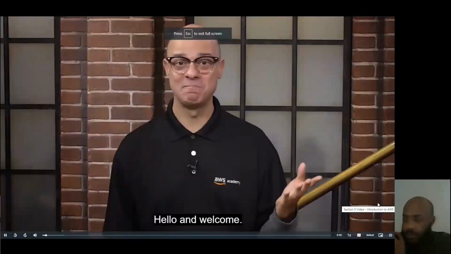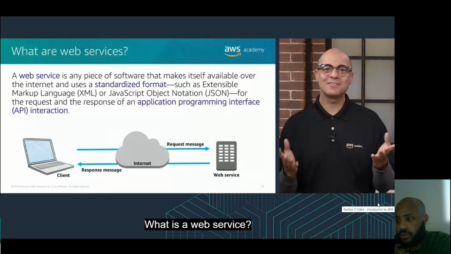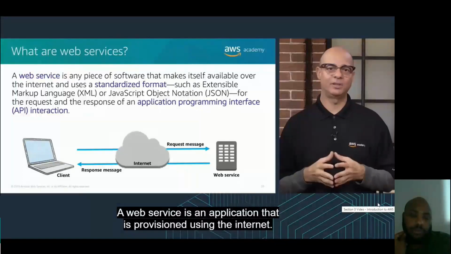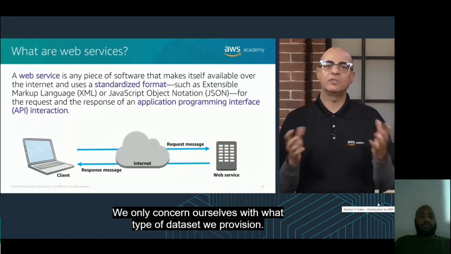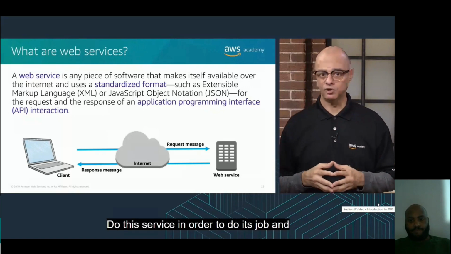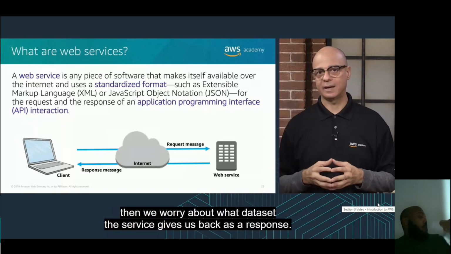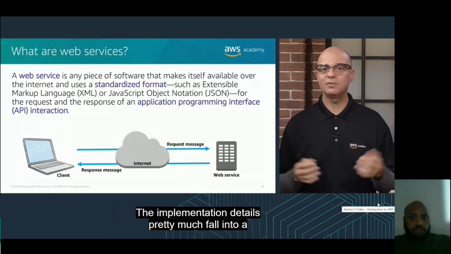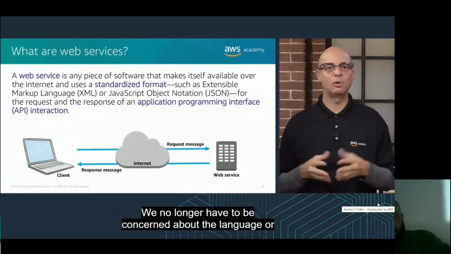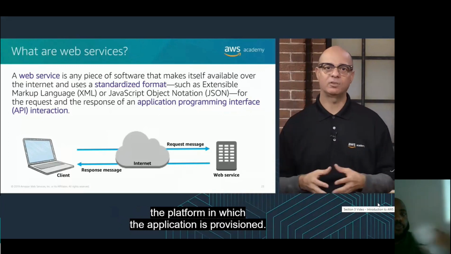Hello and welcome. This video will cover Amazon Web Services. What is a web service? A web service is an application that is provisioned using the internet. We only concern ourselves with what type of data set we provision to the service in order to do its job, and then we worry about what data set the service gives us back as a response. The implementation details pretty much fall into an I-don't-care space. We no longer have to be concerned about the language or the platform in which the application is provisioned.